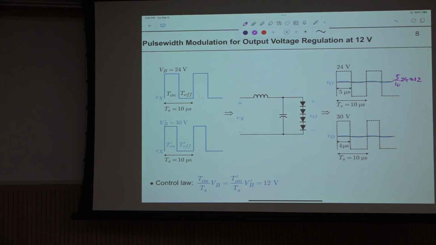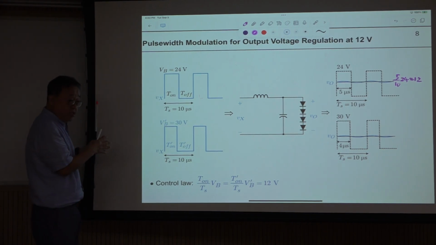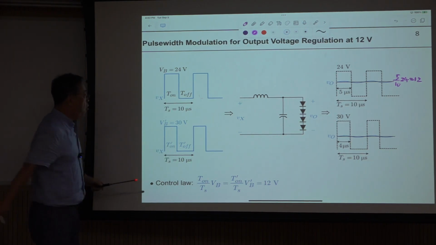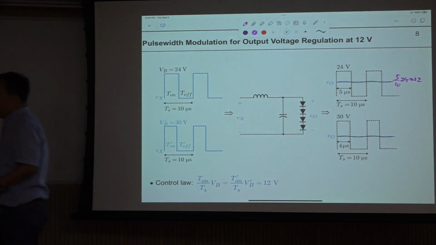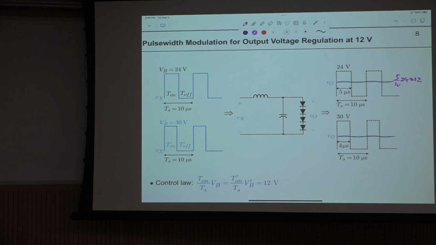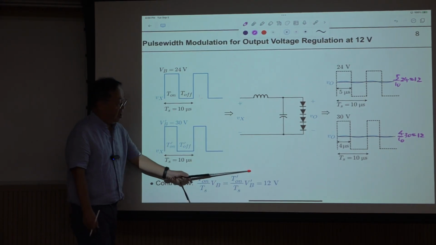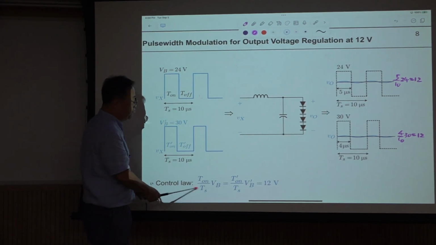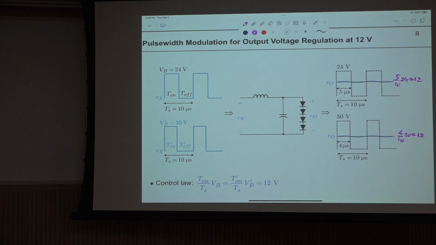Twelve volt. Now this voltage VB, the battery voltage, is increased from this one to this. Then you should reduce this on-time period. So T on prime. So now T on prime is only 4 microsecond. Then 4 divided by 10 times 30 is 12. So the controller is so simple. So this one is our voltage. This one, our voltage should be the same, right? So this product should be the same. This can be considered the basic law in the PWM converter.